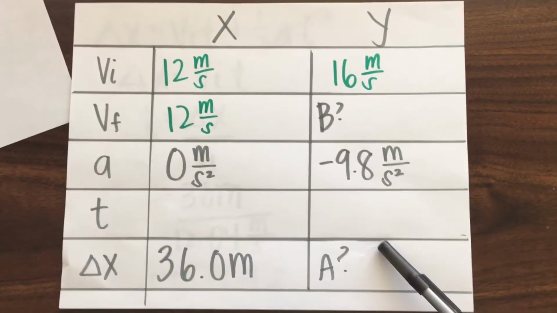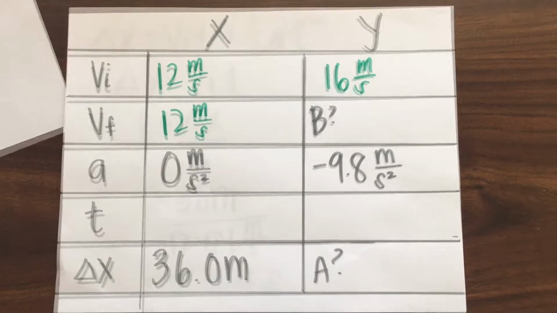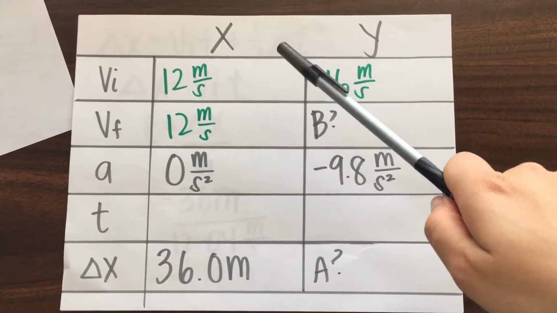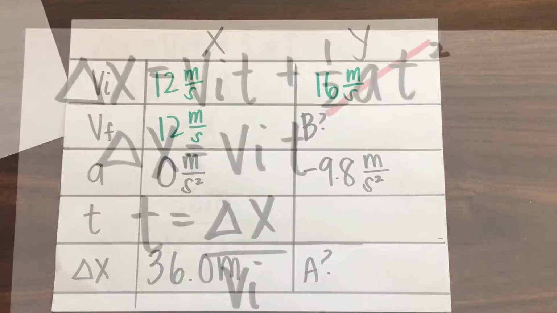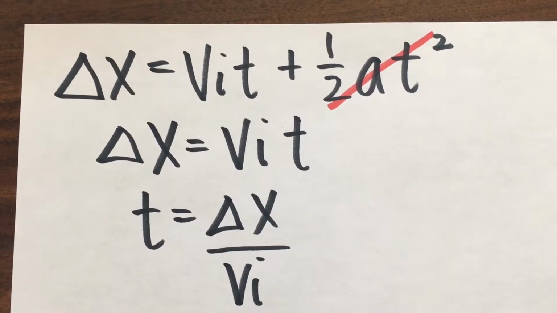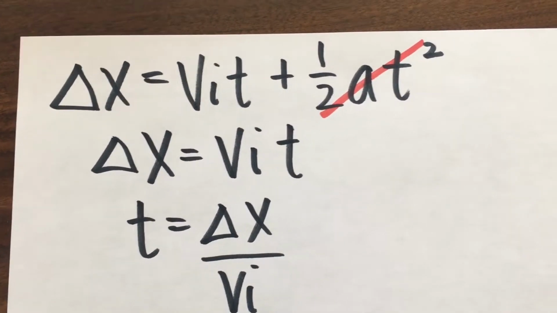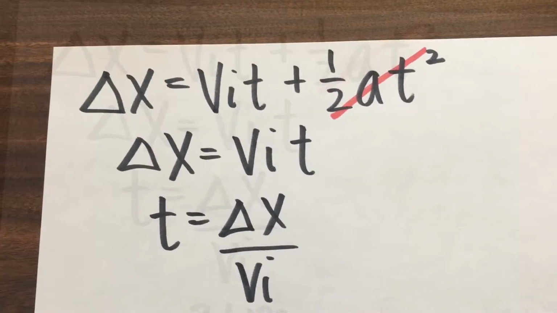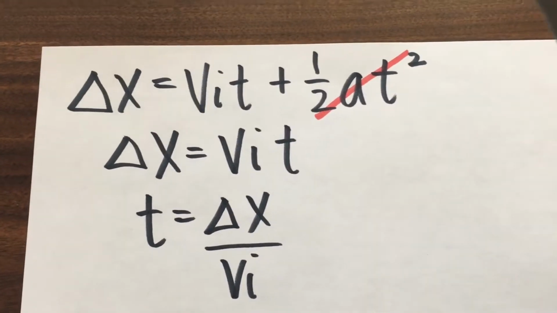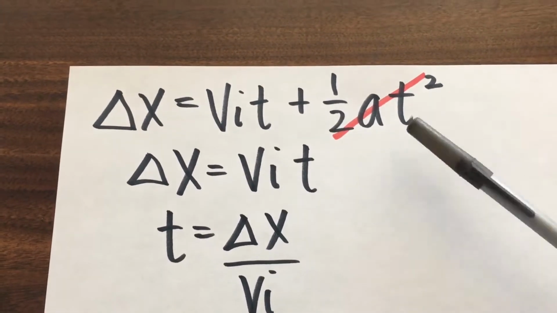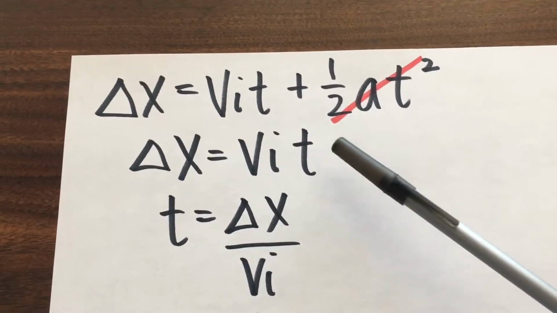To solve for the displacement in the y direction, we'll need 3 pieces of information, but unfortunately we don't have that. So instead, we're going to look at our x values, solve for time, and use that time to find the displacement in the y. We're going to use the kinematic equation that is displacement equals initial velocity times time plus half of acceleration times time squared. Again, to solve for time, we're going to be using the values from the x, and because there is no acceleration in the x direction, it's 0, and we can completely get rid of this portion of the equation, and we're left with this.